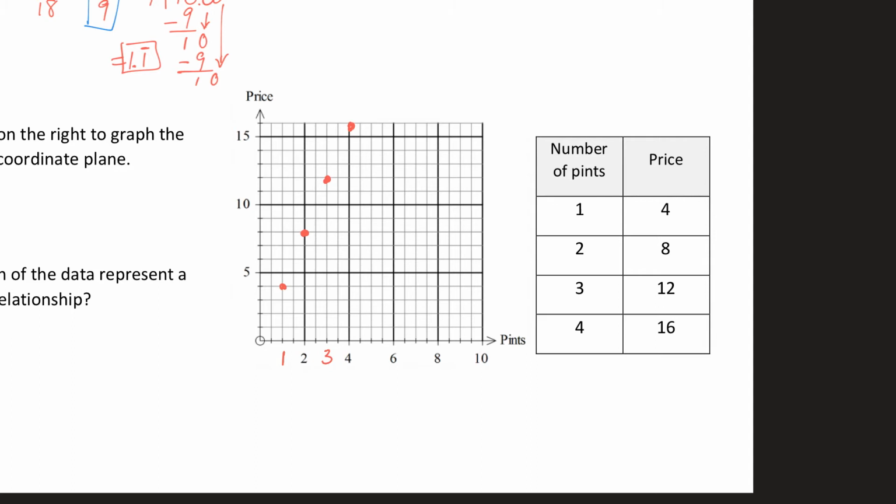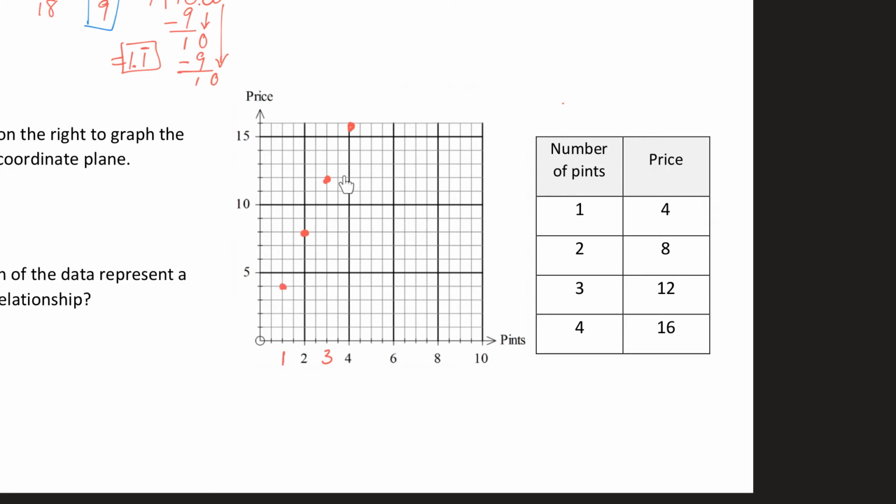What am I doing? So it would make a straight line. Yeah, okay, so I showed you the straight line, but you would not make a straight line because you're not going to have parts of a pint. I'm not going to have half of a pint, like a 1.5 or 1 3/4 pint. So I'm just going to have whole numbers right there.